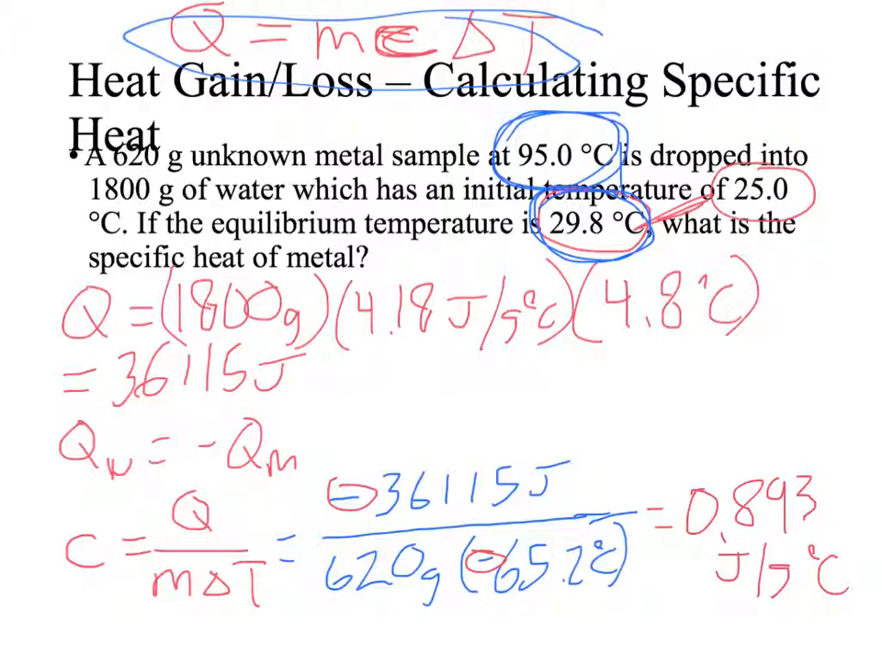This number is very close. 0.899 is aluminum. So if I was trying to figure out what my unknown metal sample was, and I had a list of the value of C for various metals, I would see that this is most likely aluminum, because we're very close to that value.